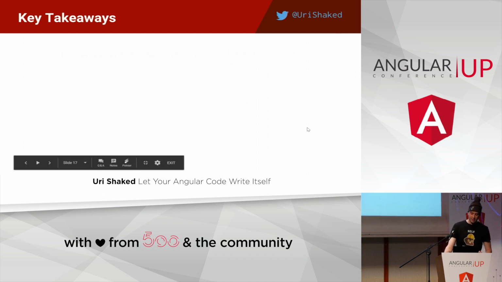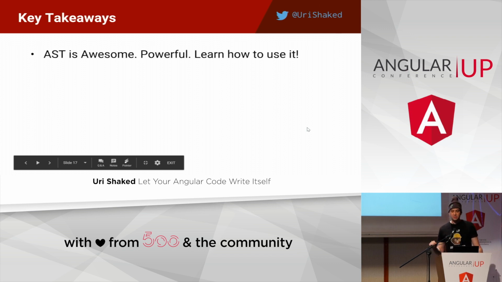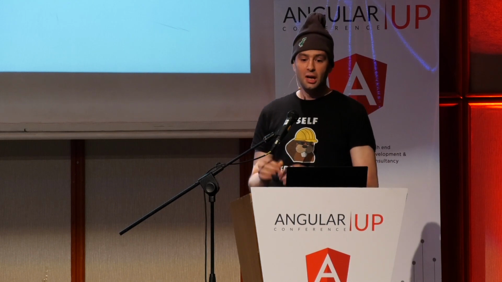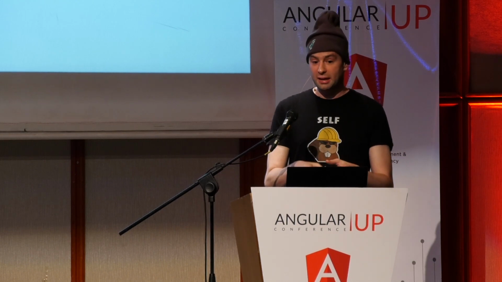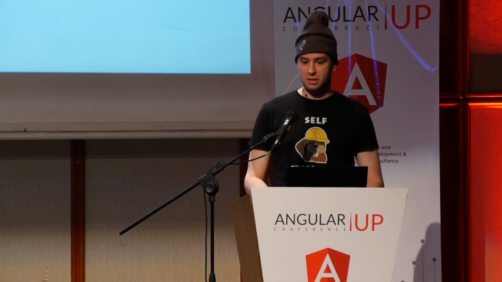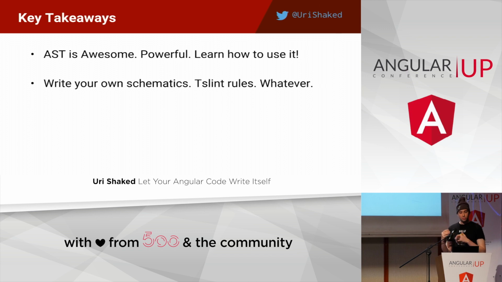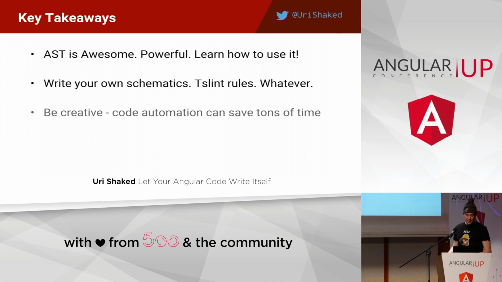And what I want you to take home from here. AST is awesome. Most of you have never heard about it before, but it's super powerful. You can build tools like the one we live coded here, and like typos that I just showed you, with not too many lines of code. So write your own schematics for yourself and your team to be more efficient. You can write TSLint rules with these tools, whatever you want, and be creative. Code automation saves a lot of time.